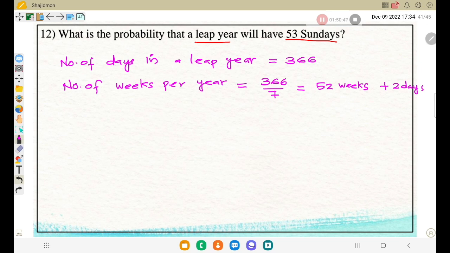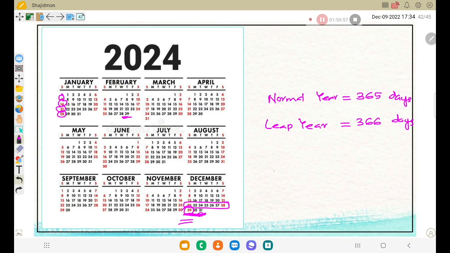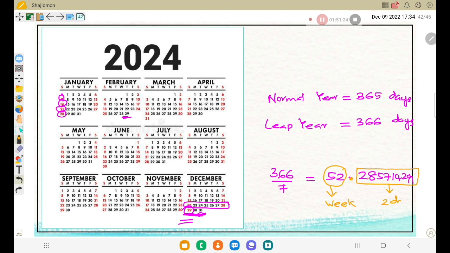How are we getting this? You can check by calculator. 366 divided by 7, correct? You will get 52.28571429 on the calculator. What is the meaning of this? There are 52 weeks. And how many days extra can you see here? This number, if you multiply it, you will get how many days extra. 2 days will be the extra.